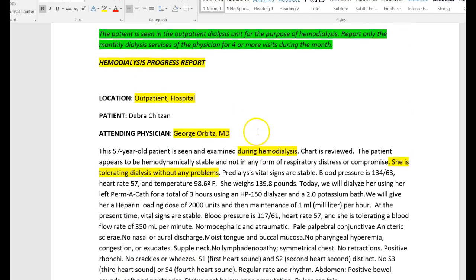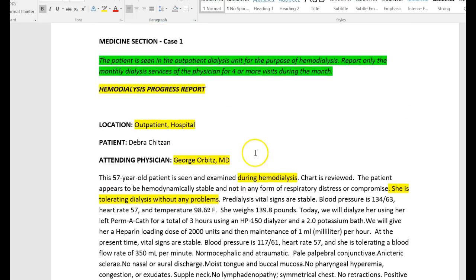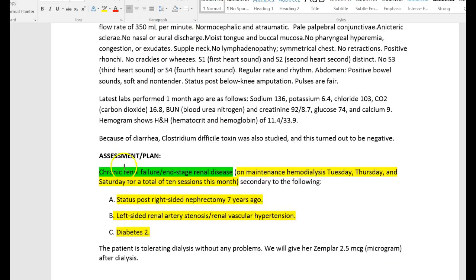We have our procedure outlined: dialysis for 4 or more visits per month. You can search that. Then we have her diagnosis. We're going to first review what the procedure or the CPT is.